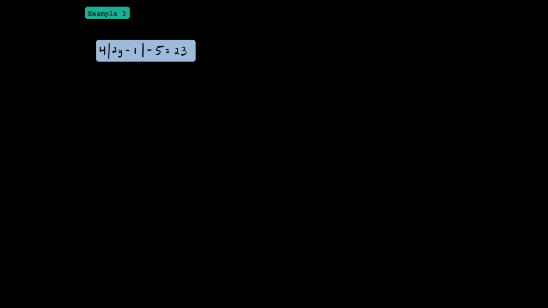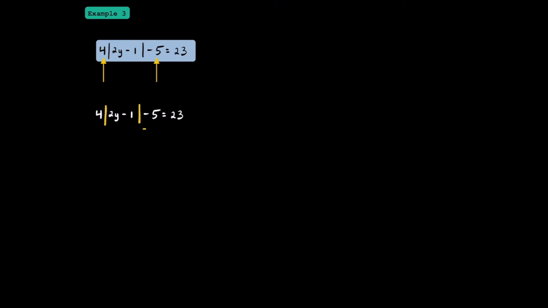Here in example 3, we have an equation that's a little bit more complicated. This is the first example that has more than just the absolute value expression on the left side. Whenever you see equations like this, you should always move everything to the right side that's not inside the absolute value expression. Let's move this negative 5 and positive 4 to the other side. Let's get this absolute value expression alone.